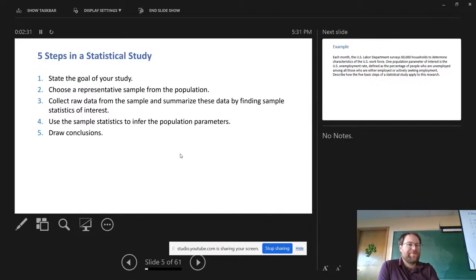There are always 5 steps in a statistical study. State the goal of the study. Pick a sample. Collect the data from the sample and summarize them. Use what you found in the sample to make conclusions about the population. That is how every statistical study, successful ones at least, follows that format.